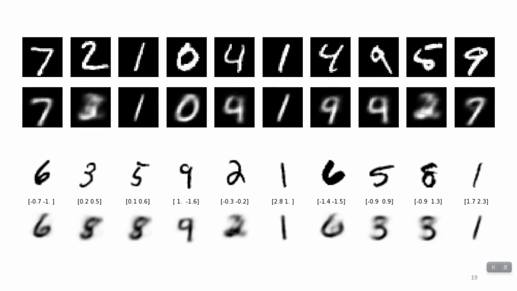VAE can be used as a generative model. That means the model's decoder is capable of generating new images from the small latent space. So VAE is well known for generating fake images.